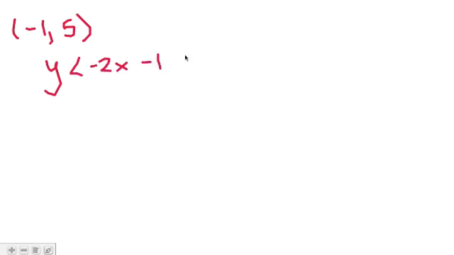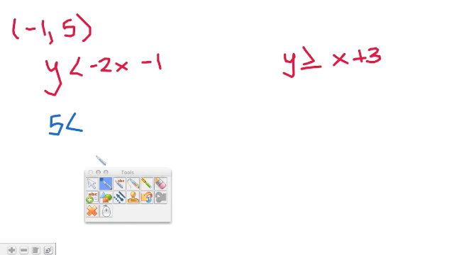Let's try another one. We have (-1, 5). Is it a true solution for these two problems? y less than -2x minus 1 and y greater than or equal to x plus 3. Let's go ahead and plug in those values. What is my y? My y is 5. So 5 must be less in order for this to truly work.